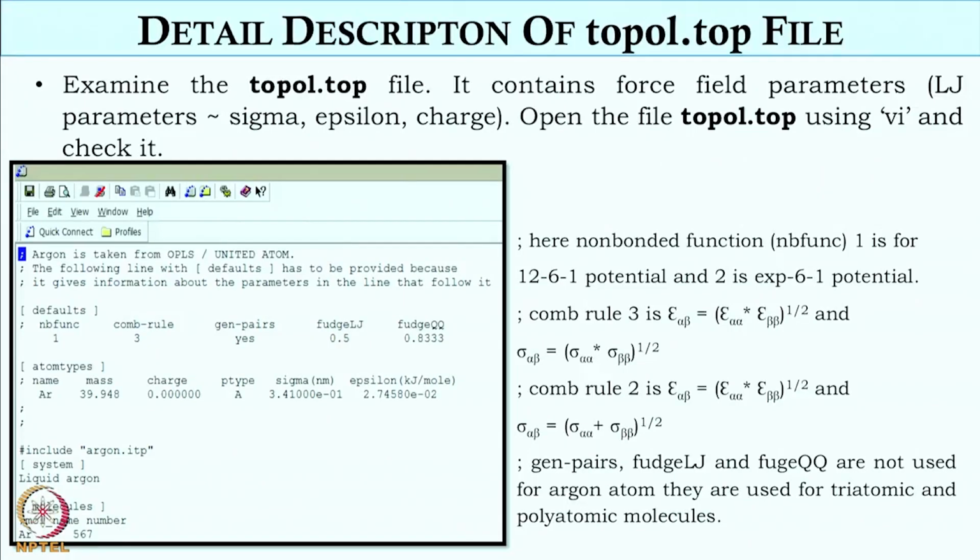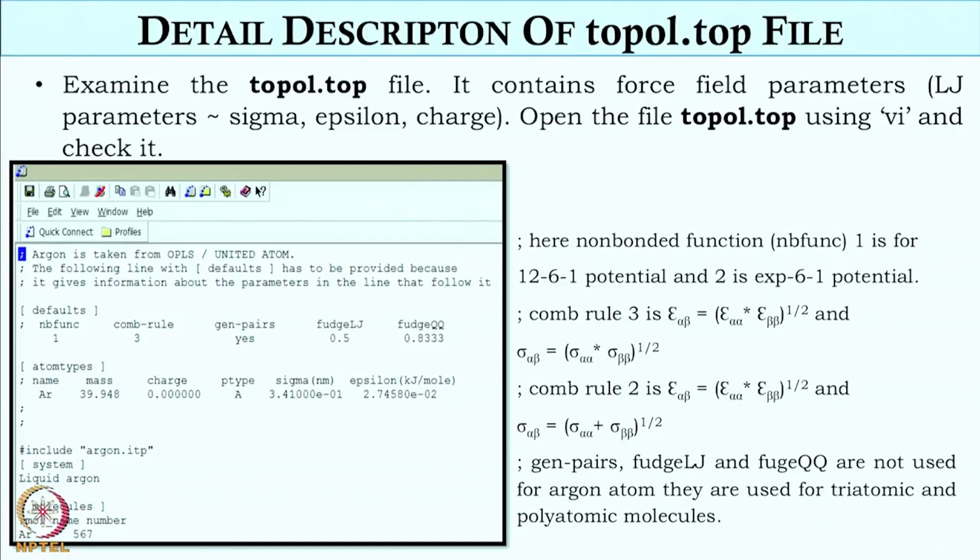1 stands for the type of potential model that we are using. Here we will be using the 12-6 potential, that is a Lennard-Jones plus Coulombic potential. There are other potential models as well, so we have to change it accordingly. So 1 refers to Lennard-Jones. And the second one is the combination rule.